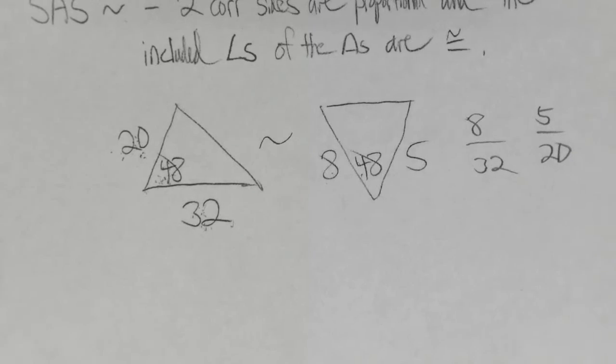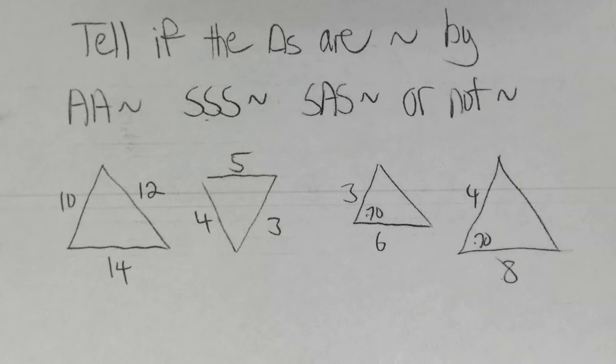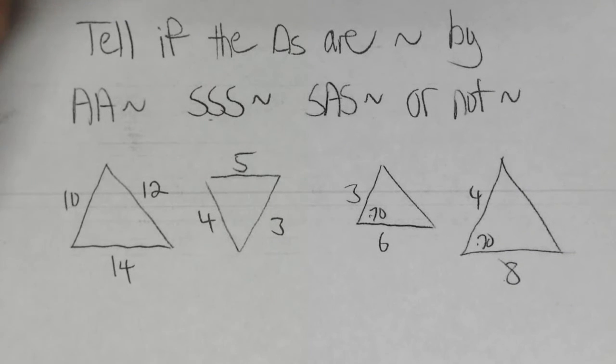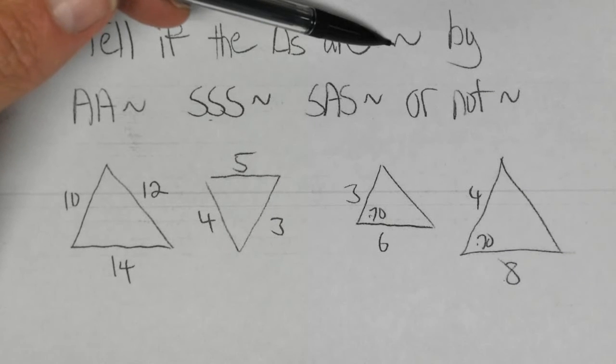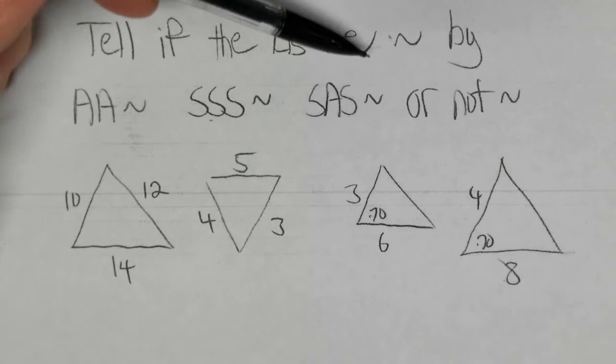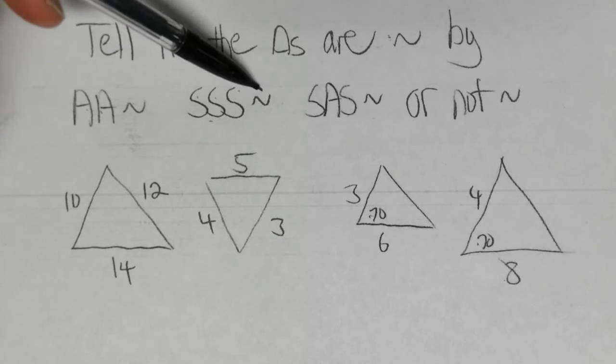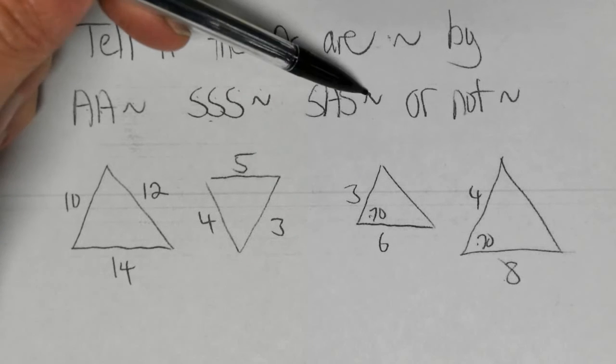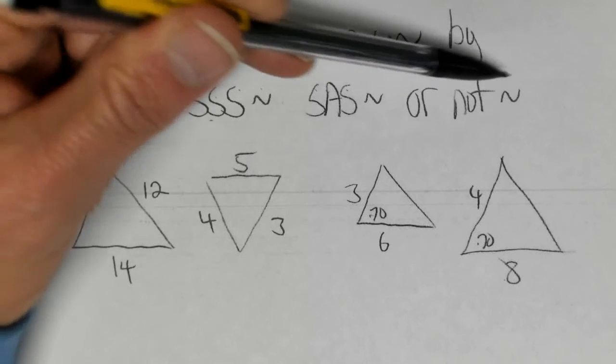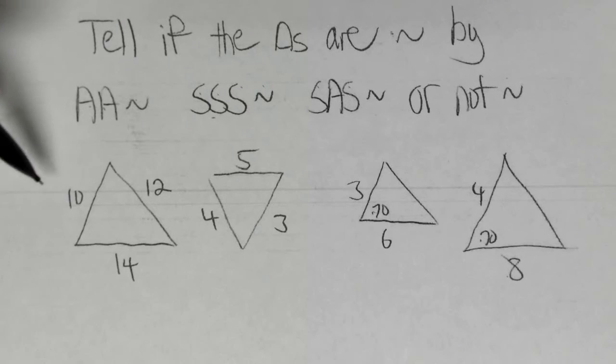All right? So here are the type of questions that we will be looking at from this section. The directions say, tell if the triangles are similar. Don't forget about your symbols here. If they're similar by angle-angle similarity, side-side-side similarity, side-angle-side similarity, or you can put that they're not similar. Okay, so let's take a look at the first one.